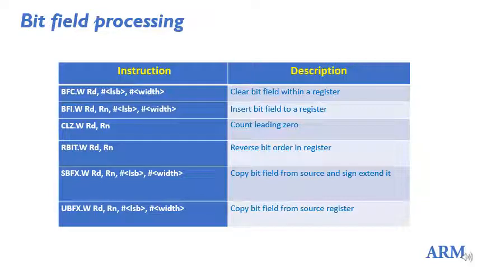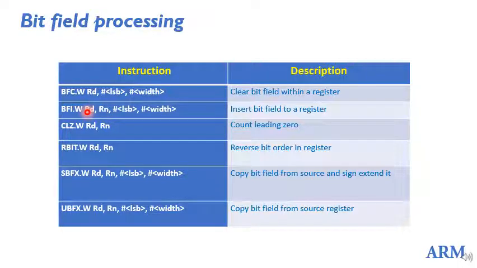The second instruction is BFI. This is insert bit field. This is similar to BFC. In BFC what we are doing is inserting zeros. C stands for clear. That means the specified bits you have to clear, that is you are inserting zeros. Whereas here in BFI you are inserting part of some other register into the destination register.